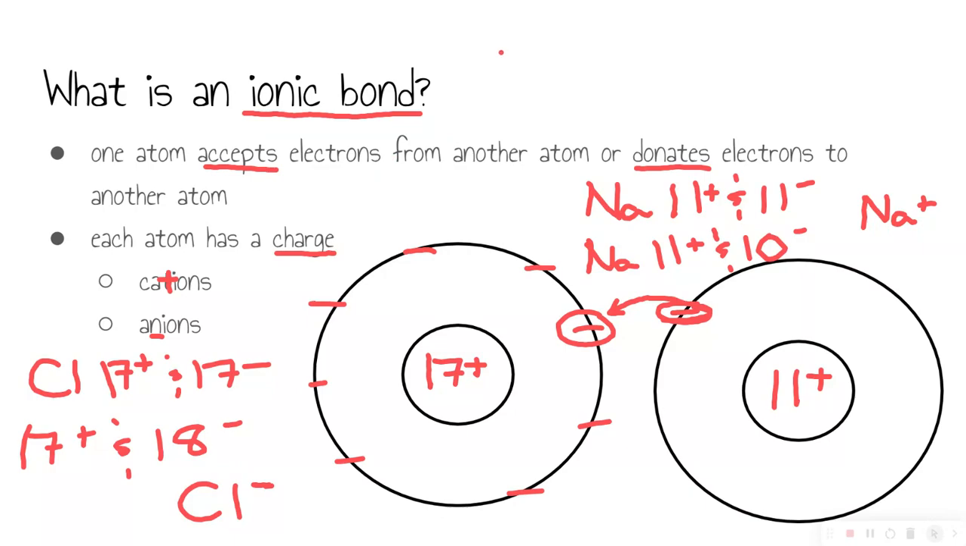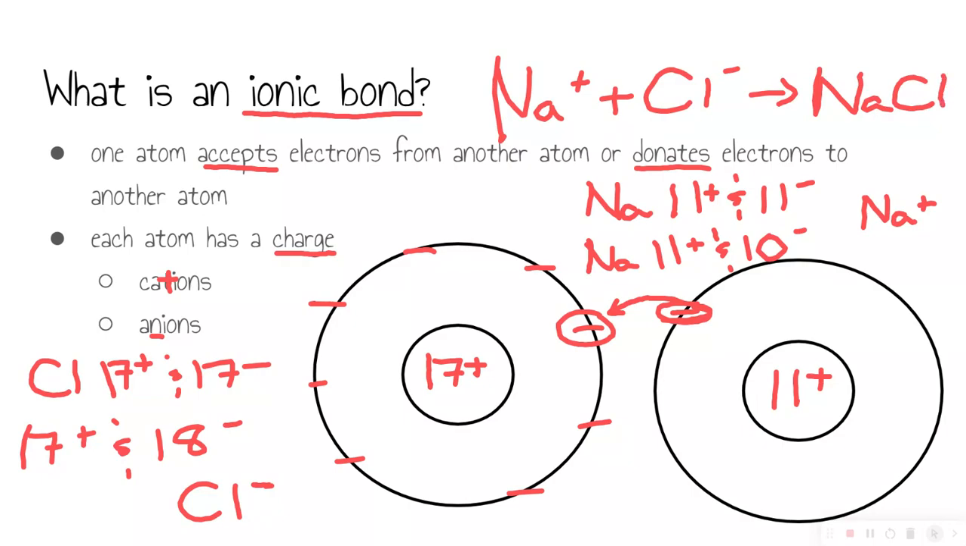So in an ionic bond, we're always going to write the cation first. So we're going to write Na+, and we're going to add that to Cl-. And this is going to yield sodium chloride. Sodium chloride is table salt. So this sodium ion and this chlorine ion might form an ionic bond and make sodium chloride.